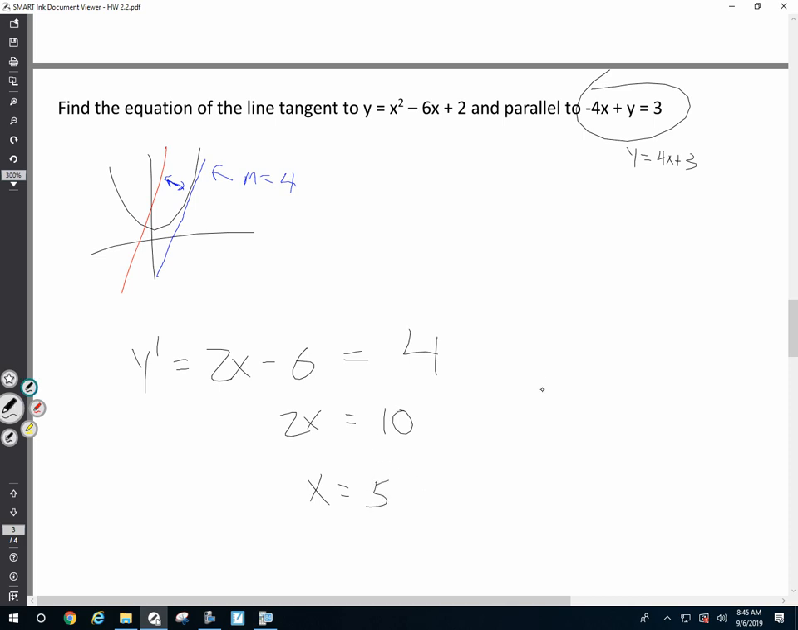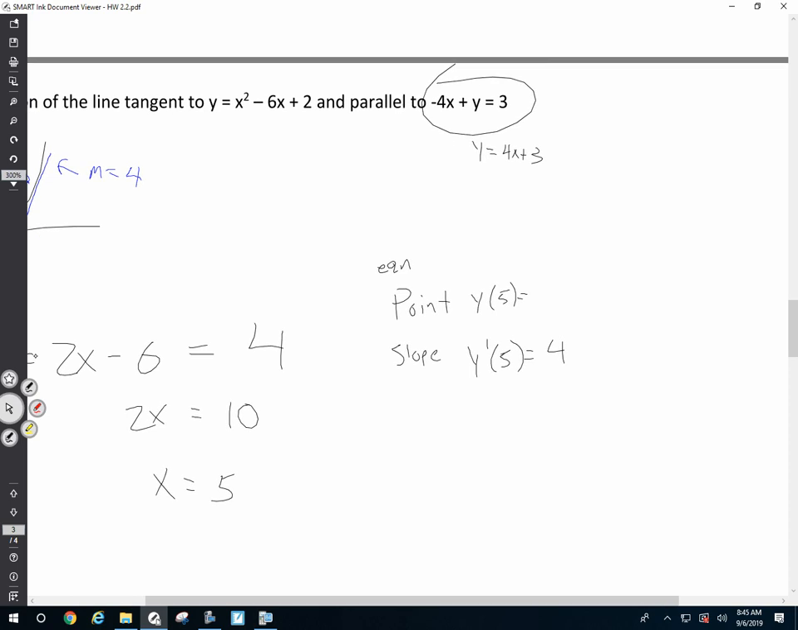So we know that when x is 5, and here comes my equation. When x is 5, my slope is 4. Double checking, 10 minus 6, 4, yes. Okay, but my point now is my function at 5. So I need to go back and find the point where I have a tangent slope that's 4. 25 minus 30 plus 2. So that's -5 plus 2 is -3. Okay, so I say that the point 5, -3 will have a slope of 4. My equation will be y plus 3, so y minus y1 equals m times x minus x1.